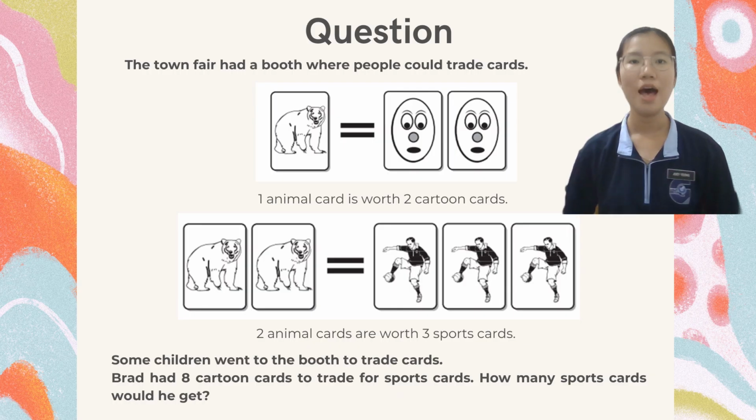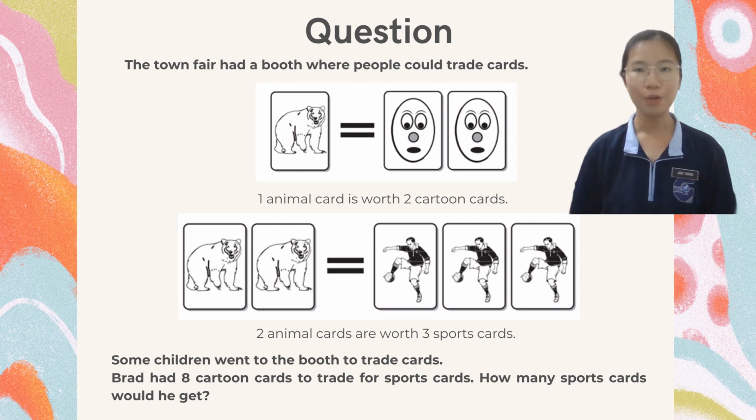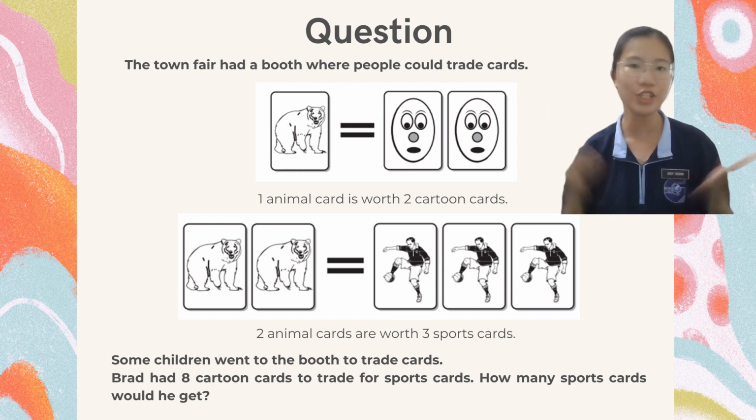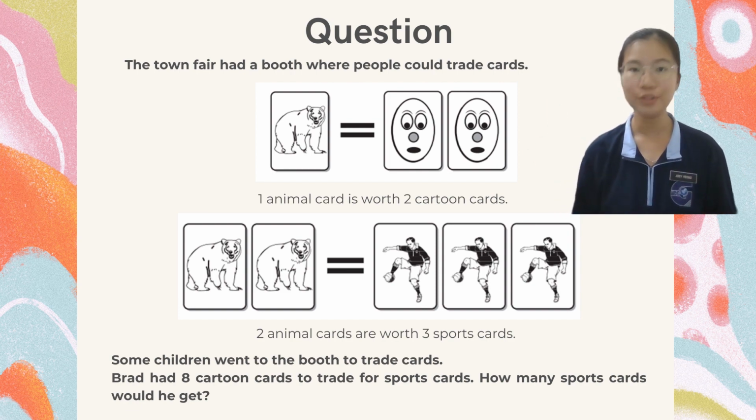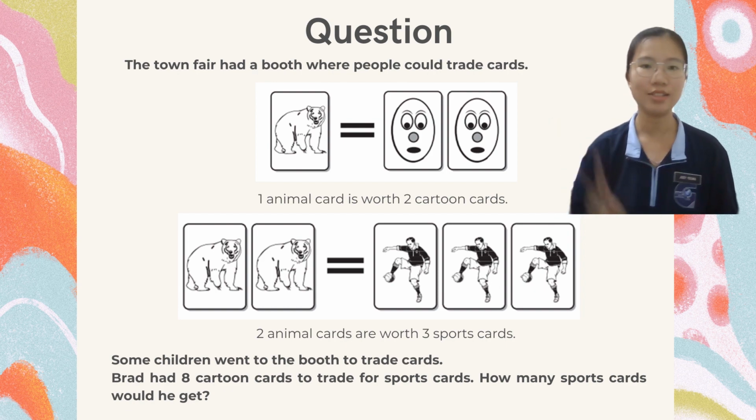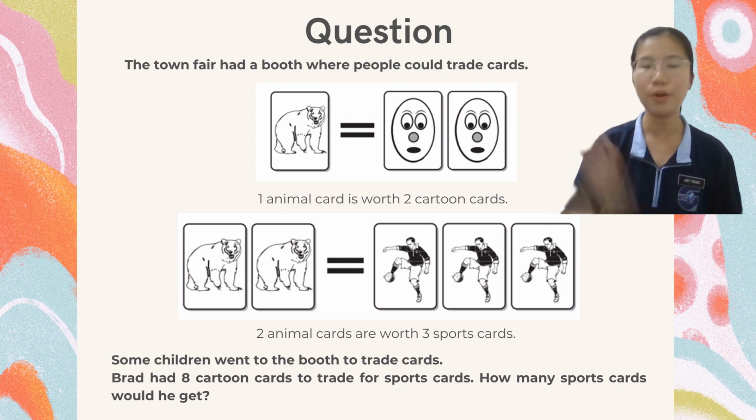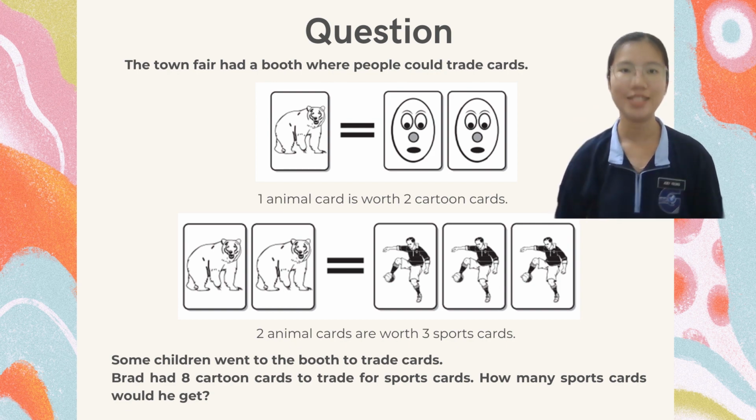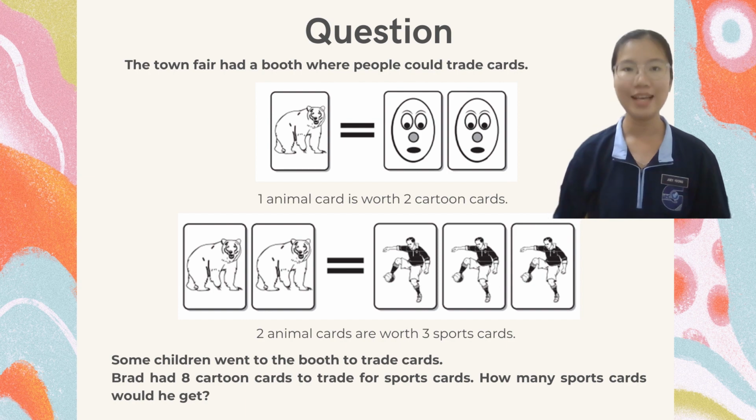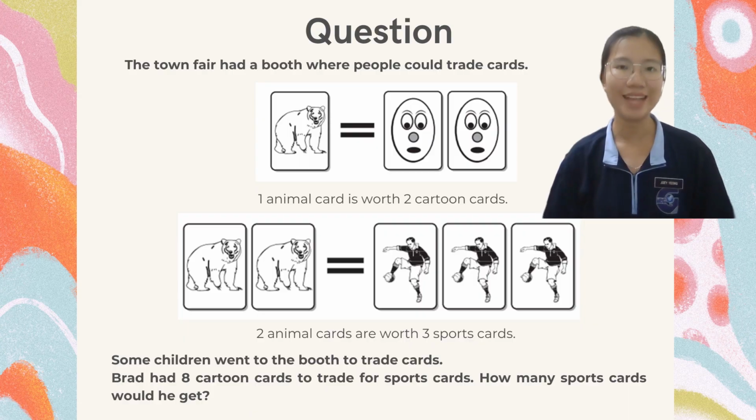comprehension. My question is taken from TIMSS 2011's Grade 4 Mathematics Concepts and Mathematics Items. The name of the question is Trading Cards. The topic I have chosen is based on the applications of reasoning in number and operations. The town fair has a booth where people could trade cards. One animal card is worth 2 garden cards. 2 animal cards are worth 3 sport cards. Some children went to the booth to trade cards. Brett had 8 garden cards to trade for sport cards. How many sport cards would he get?